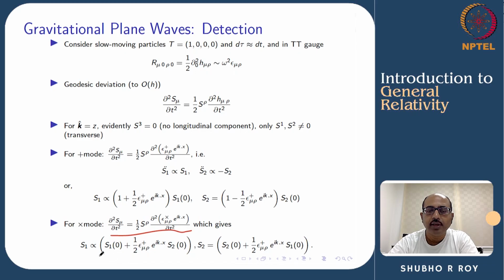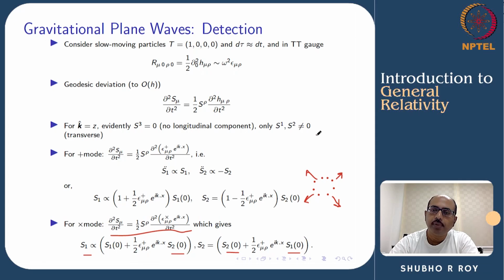Now here you can see that the S1 solution mixes with the S2, and S2 mixes with S1. Okay. So again, if you consider a ring of particles, and I'm sparing the details here, but you can look at Carol, a lot of details are there. Then the motion will be in this kind of 45-degree direction, and these particles will move in this direction. So this ring of particles, if you observe them, will execute a cross-like motion. Okay, cross-like motion. So that's why this mode of gravitational wave is called the cross mode.